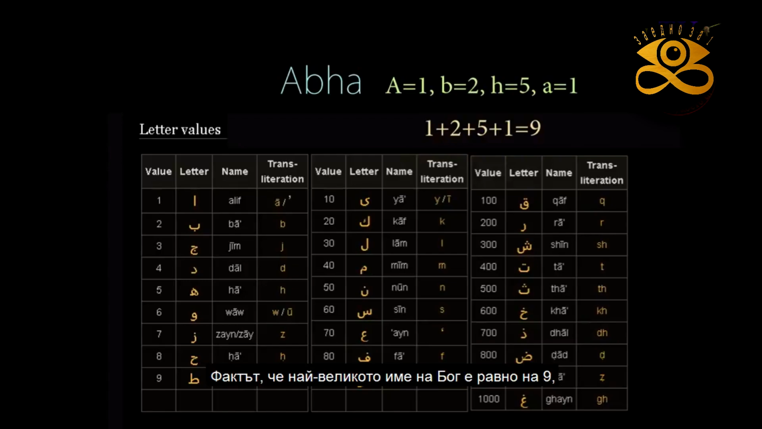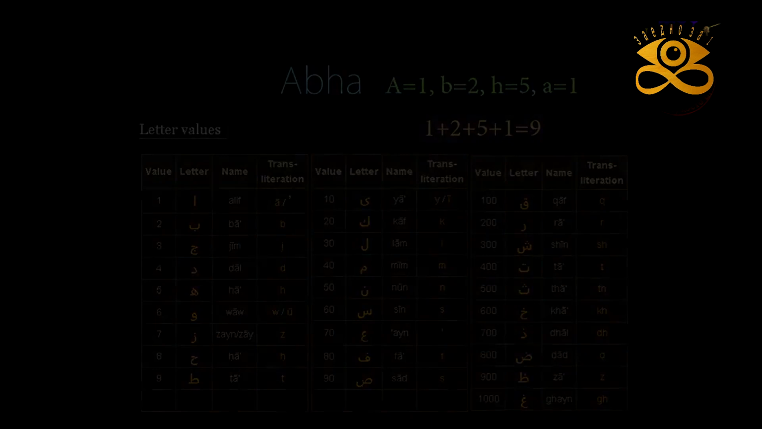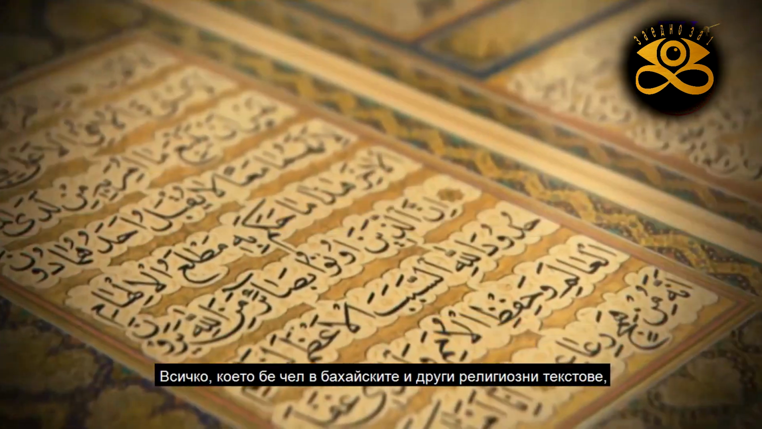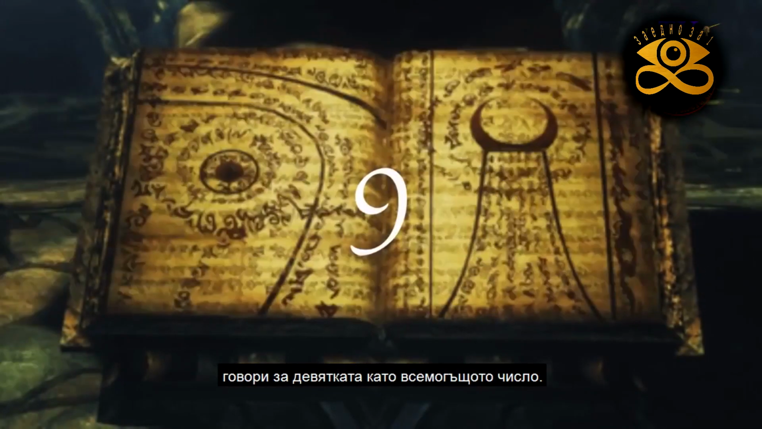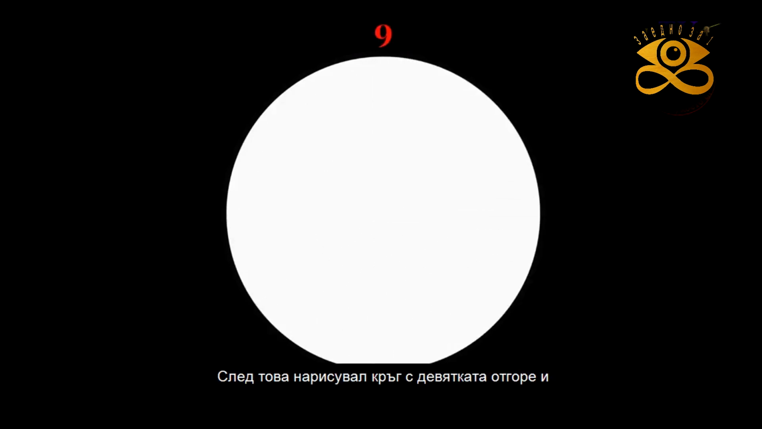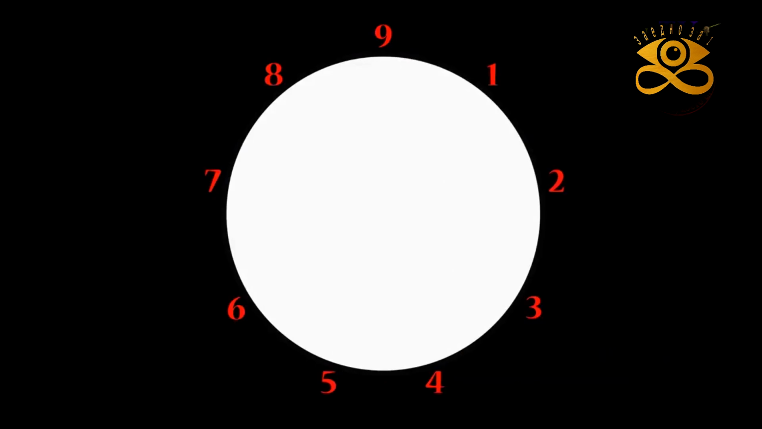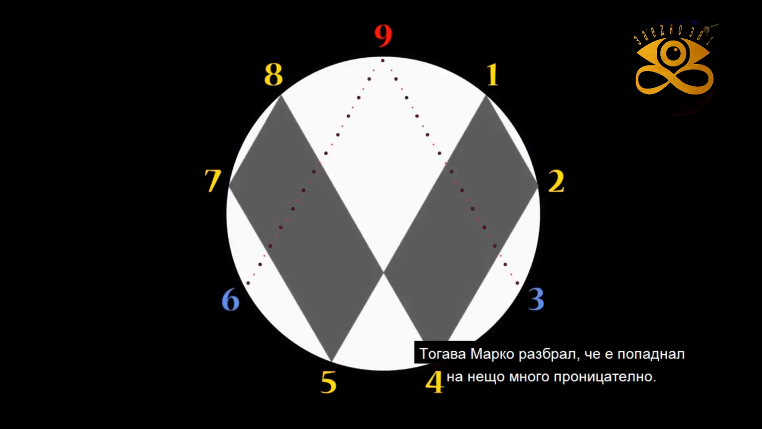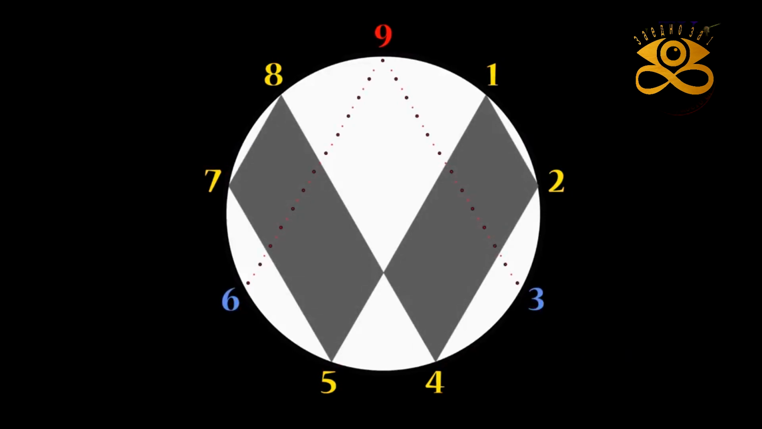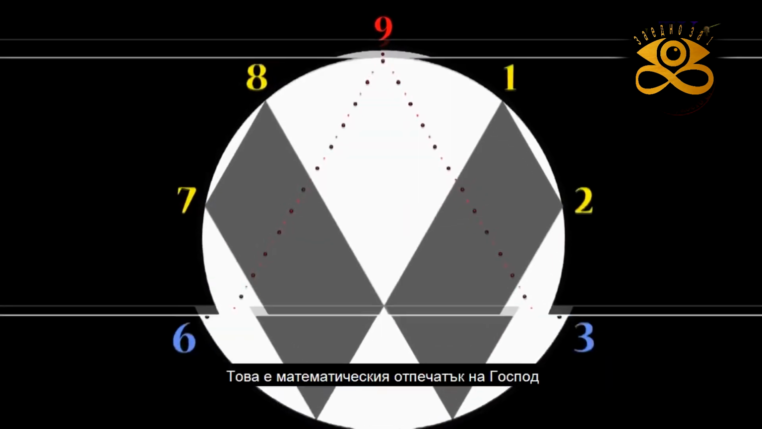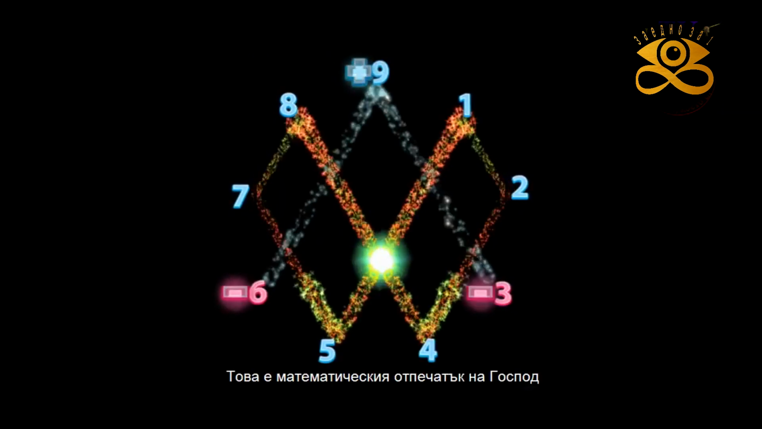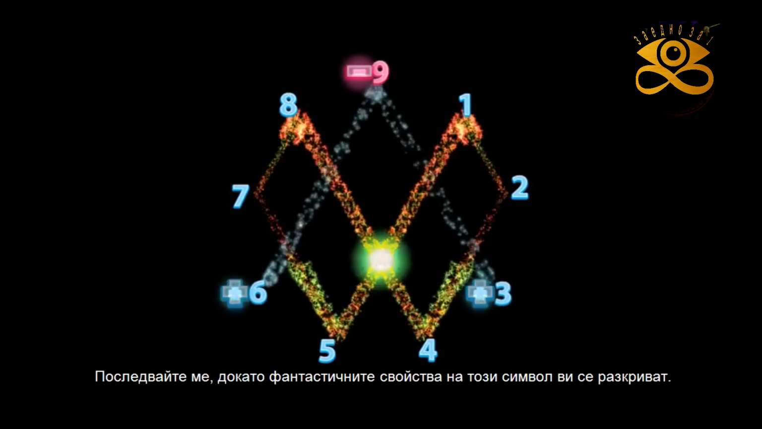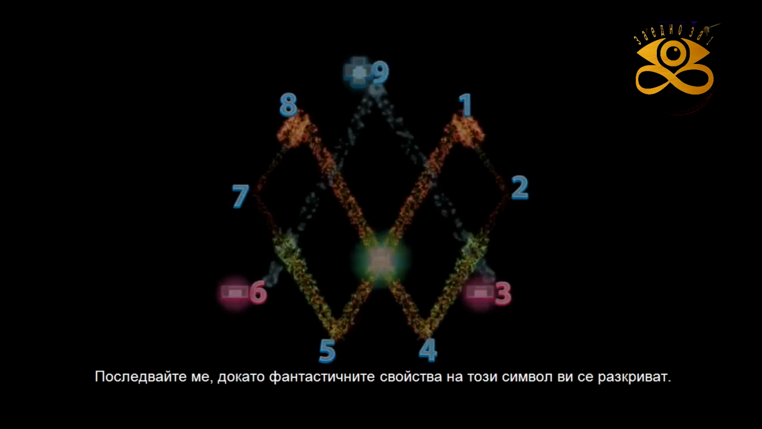The fact that the Most Great Name of God equaled 9 seemed very important to him, as everything he had read in both the Baha'i scriptures and other religious texts spoke of 9 being the omnipotent number. So next he drew out a circle with a 9 at the top and 1 through 8 going around in a clockwise circle. Then he discovered a very intriguing number system within this circle. Marco then knew he had stumbled upon something very profound. This circle with its hidden number sequence was a symbol of enlightenment. This is the mathematical fingerprint of God. Follow along as the amazing properties of this symbol unveil themselves to you.